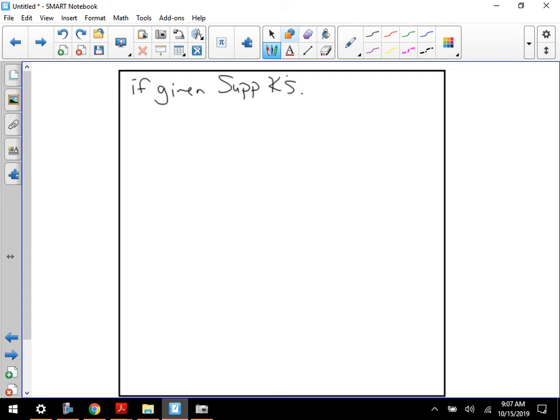So, definition of supplementary means you have two angles that add up to equal how much? 180. So, I would state angle plus angle is 180. What do you think my reason is? Take a guess.